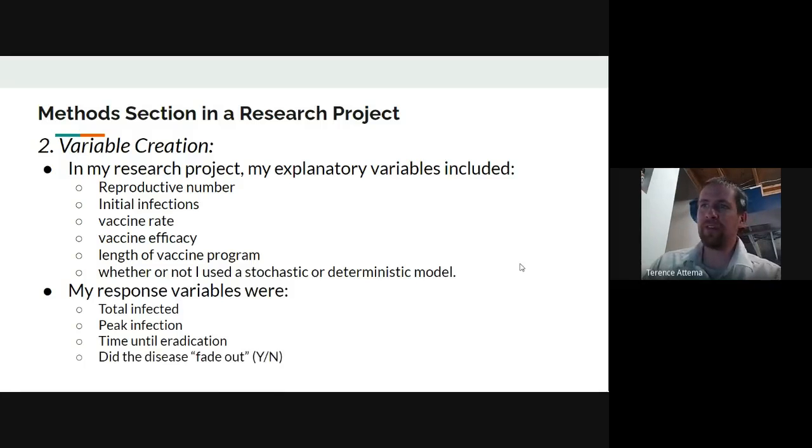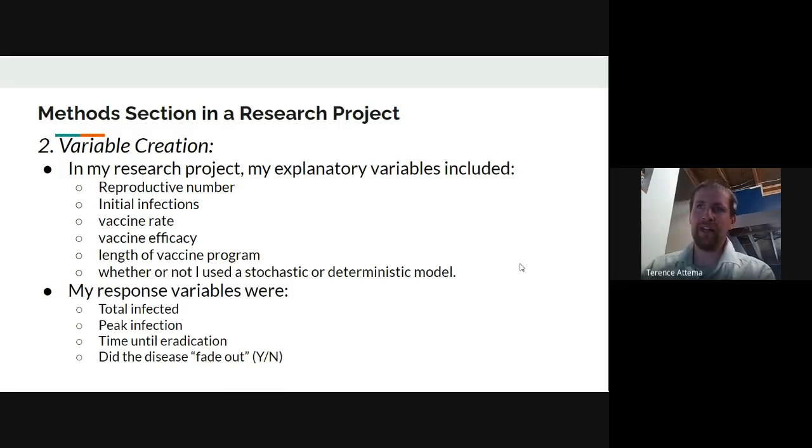And one that I looked at was sort of that fade out. So whether or not the disease took off or not, like I explained on the previous simulation, in those histograms, about 35% or so faded out. And that was a binary response variable. So either it did or it didn't.